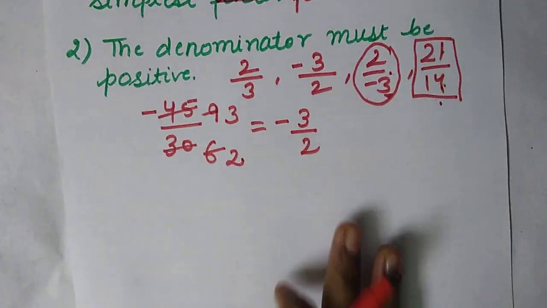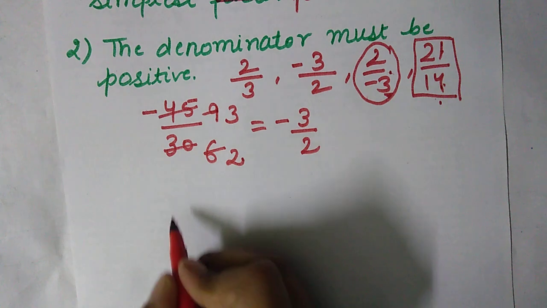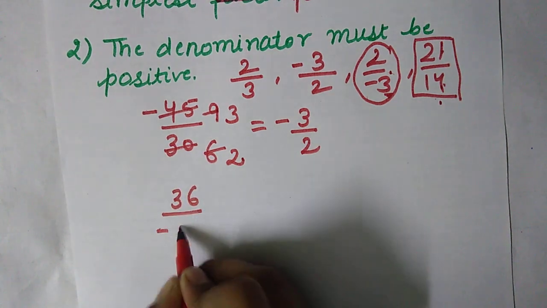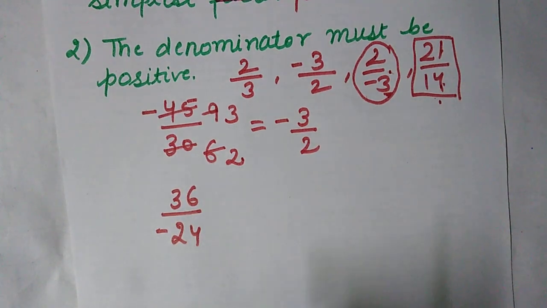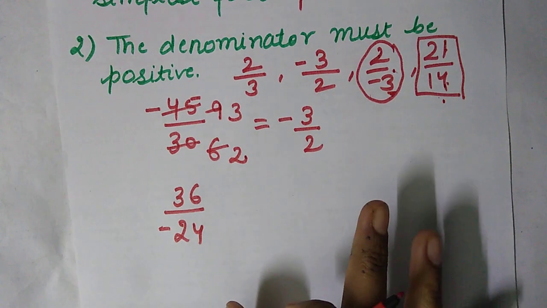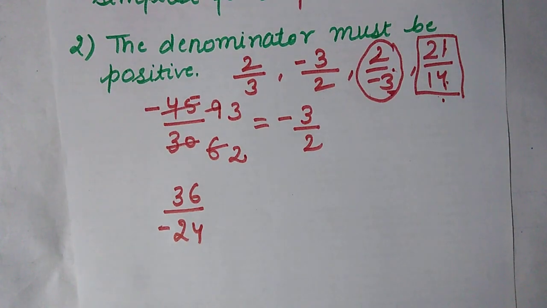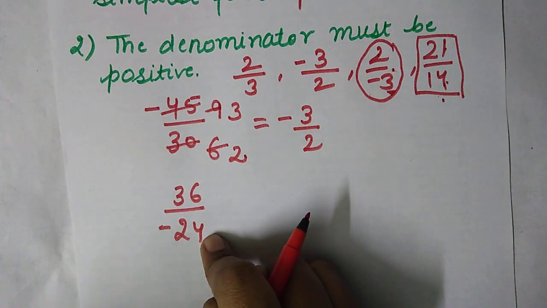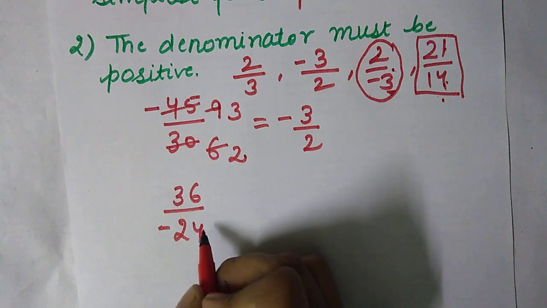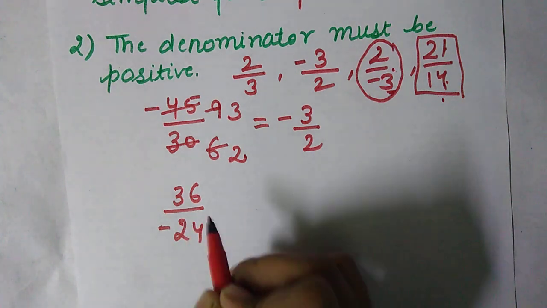Now if I am giving you one more example, let it be 36 over minus 24, and my question is reduce to standard form. So you have to consider two conditions. First, the number must be in simplest form and the denominator must be positive. So first I am making it in simplest form. They get cancelled by 12.